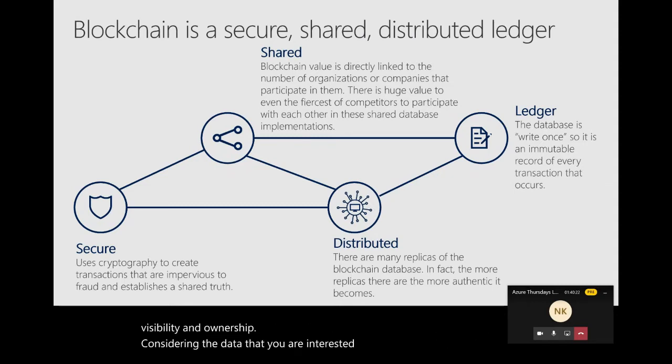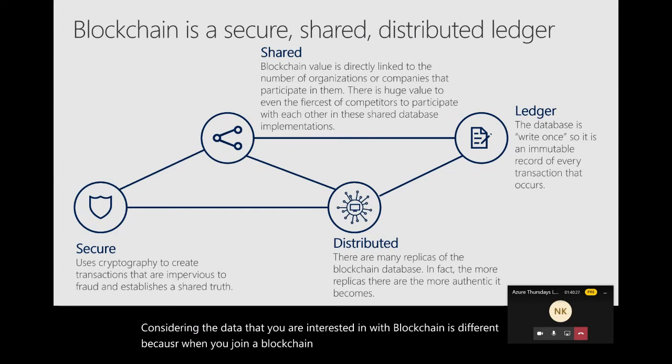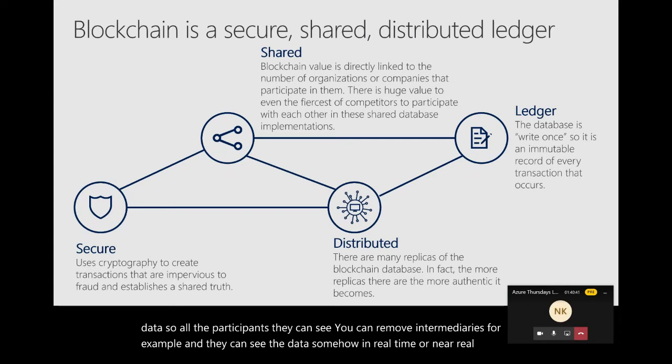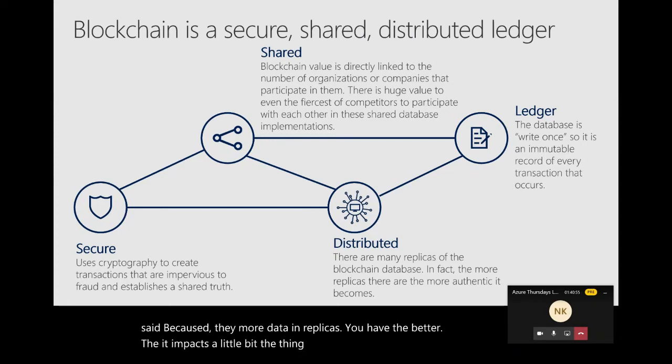With blockchain, it's different because when you join a blockchain network, there's a way to share the data. So all the participants can see it, and you can remove intermediaries, for example, and they can see the data in a real-time or near real-time fashion. And the distributed aspect of it is important as well, because the more data and replicas you have, the better. It impacts a little bit the scalability, this non-functional requirement. But distribution is also important because even when you have a database cluster or an application server cluster, at the end of the day, you have several different integration points and the data is not, I would say, owned by all the participants. So that's why blockchain implements the very same data storage principles, but in a different way. And that's what I want to explain here today.